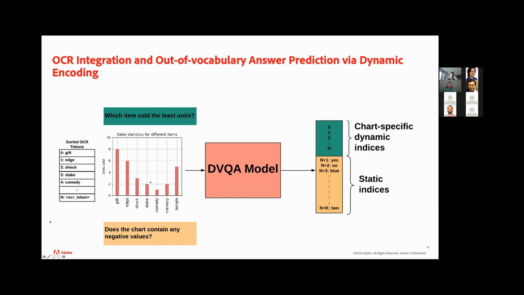What we did is, as a pre-process, we would go through and detect all the text and read the text, and then essentially assign it to a token. So the word gift is assigned to the token 0, and edge is 1. And this was a dynamic process. So we had this dynamic encoding, where each of these words was encoded to a token, and then those tokens would just be added to the list of possible answers. So you'd have some tokens that corresponded to the chart specific words, and then you'd have the static ones that were yes or no, and colors and numbers and things. And then the neural network that way would just read through it and treat this more like just regular classification.